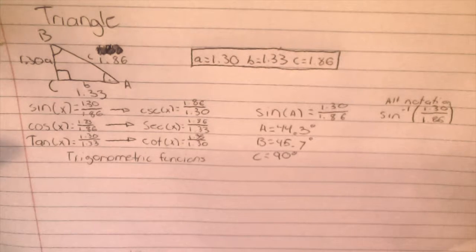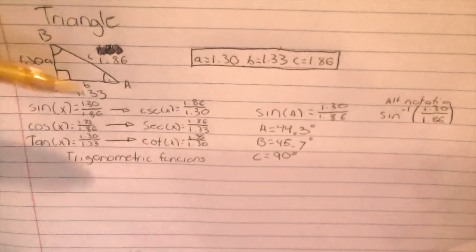Here we have a visual representation of a triangle we measured with all its sides. And first you need to get the trigonometric functions of it using SOHCAHTOA. So first we have sin with its reciprocal, cos with its reciprocal, and tan with its reciprocal.